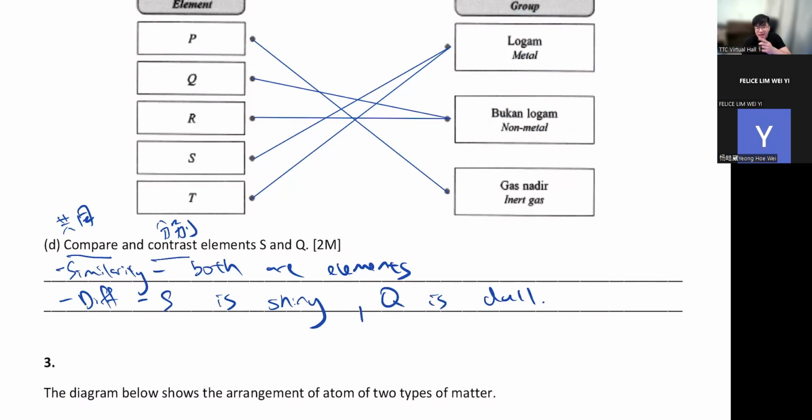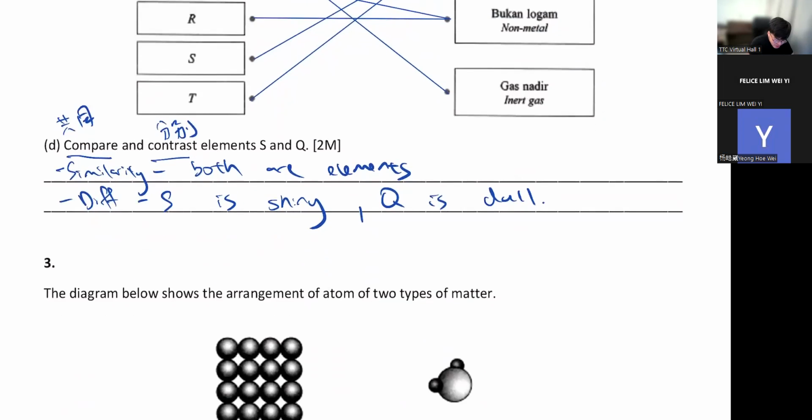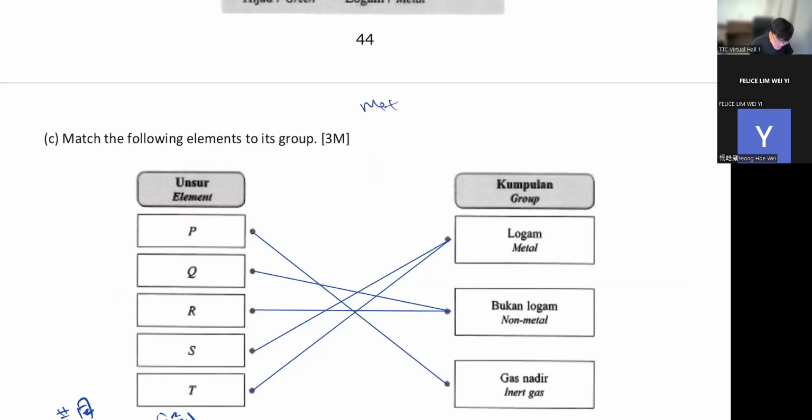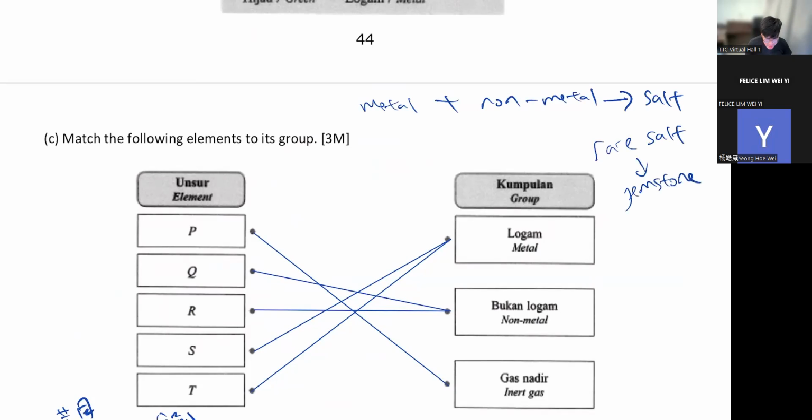Next year you will learn, when metal plus non-metal, what do you get? You get salt. The salt we eat is just one type of salt. Rare salt we call gemstone, 宝石就是 gemstone 咯.